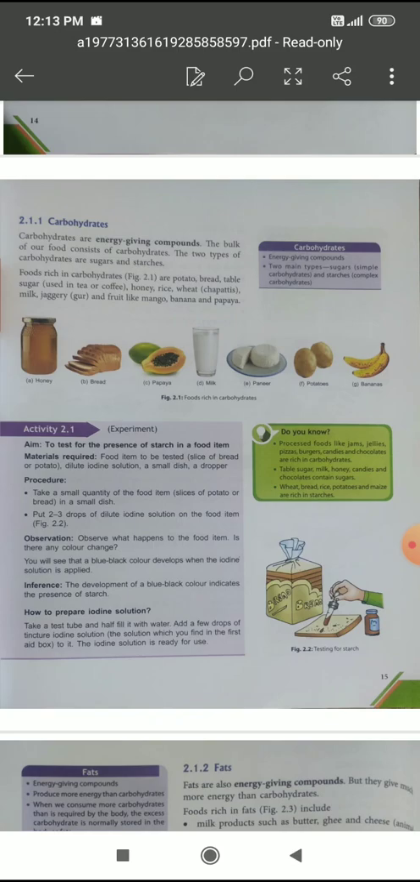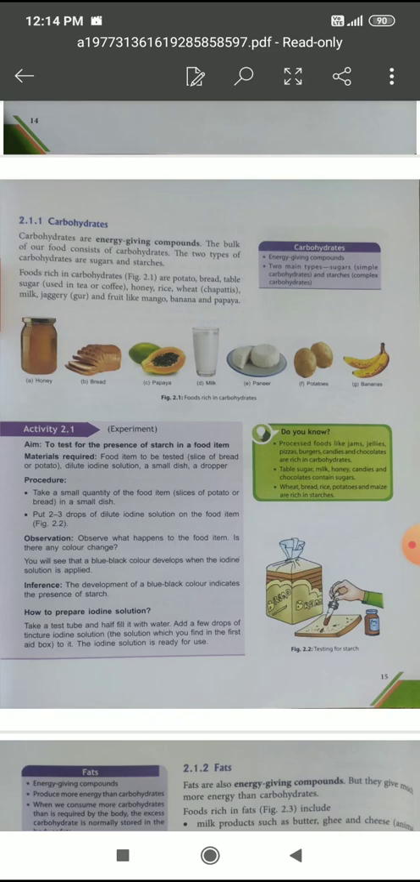Then procedure: take a small quantity of the food item, slices of potato or bread, in a small dish. Put 2 to 3 drops of dilute iodine solution on the food item, because we require iodine solution to check or to experiment the activity.